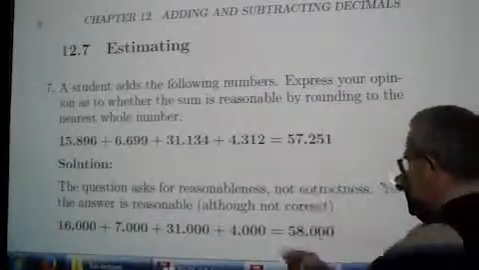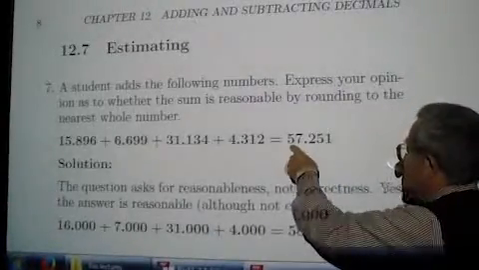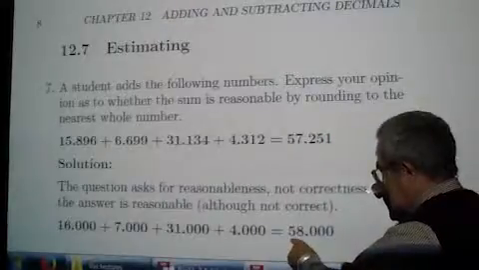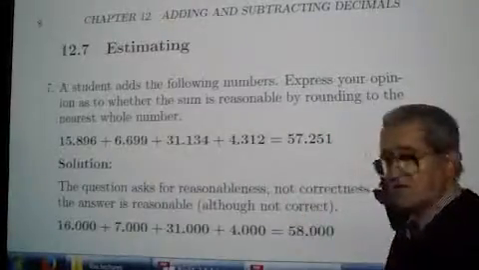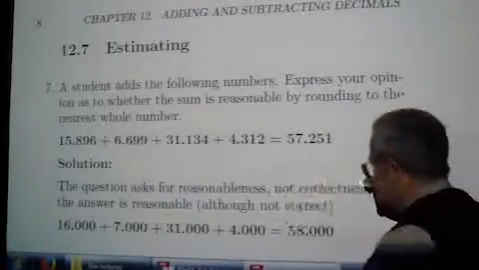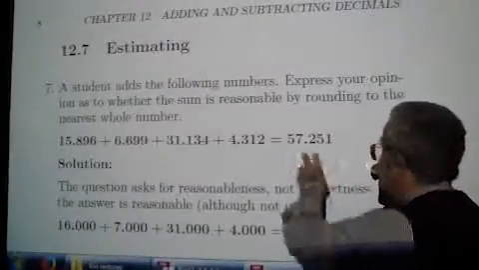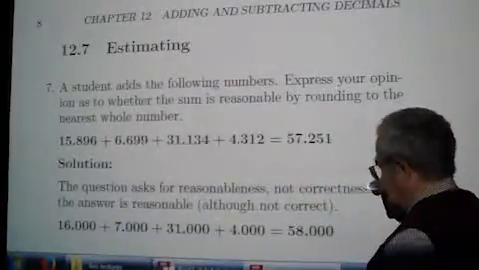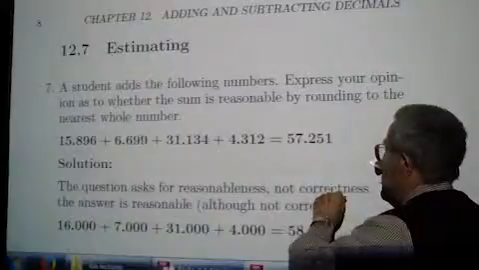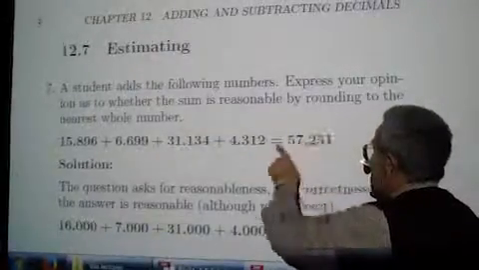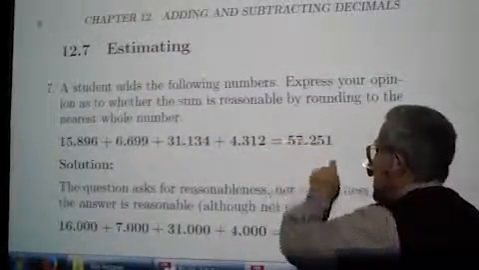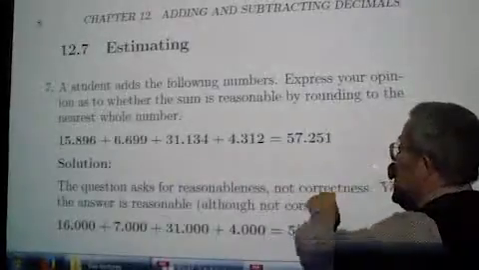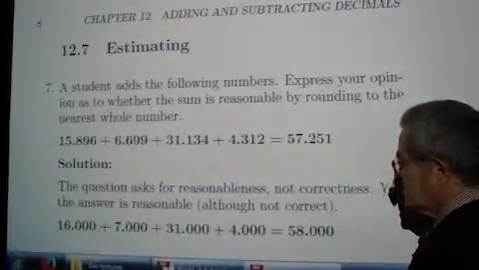If this had been 572 and I expect 58, something is definitely wrong. Or if this was 5.7 and I expect 58, that is definitely wrong. But the 58 and 57.25, that's a ballpark figure. I don't see anything wrong with that. It may not be right, but I don't see anything wrong with it. Not at this point.